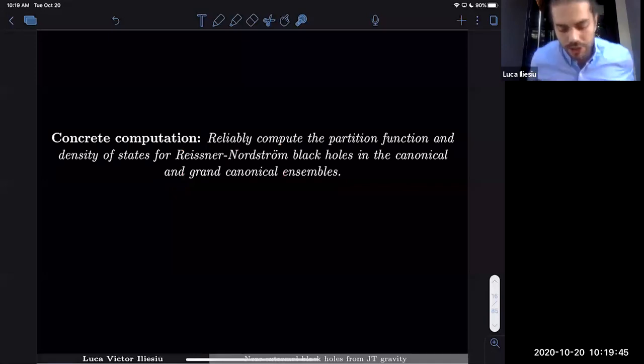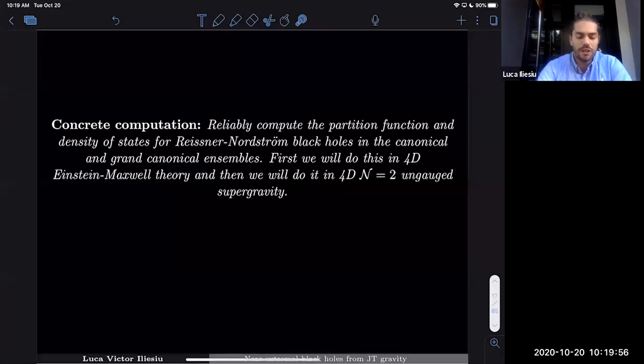So the complete computation that we want to do is to reliably compute the partition function and density of states in Reissner-Nordstrom black holes in the canonical and grand canonical ensembles. We'll start by doing that in Einstein-Maxwell theory. And if I have time, I'll explain how to do it in 4D N=2 ungauged supergravity, in order to compare with the conjecture by Juan and collaborators from the 90s in string theory and see if supersymmetry brings in something special.